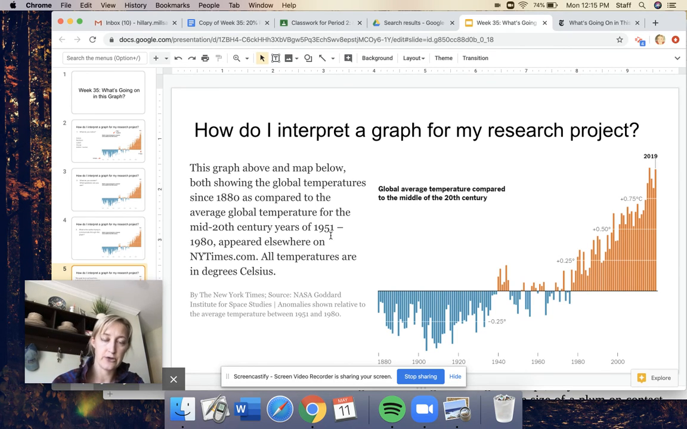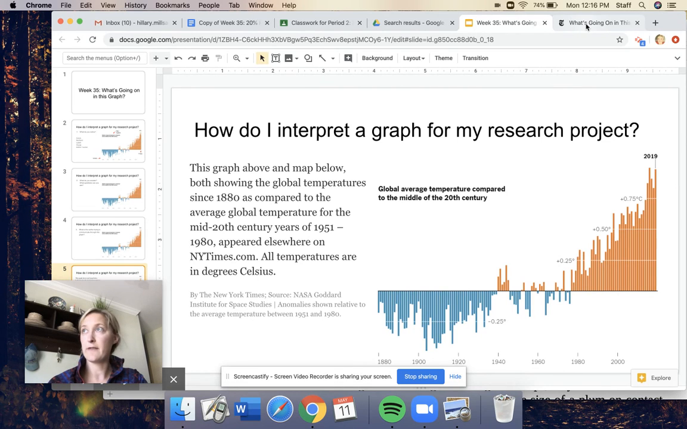Now, I've already read to you the caption right below it, but if you get your graph from an article, you usually can read the information around it, right above, right below, to give you more context. It also can give you some information about whether or not the graph might be biased, whether it was paid for by a particular group of people or a company. So I'm reading from my graph, showing the global temperature since 1880 as compared to the average global temperature for the mid 20th century years. All the degrees are in Celsius.